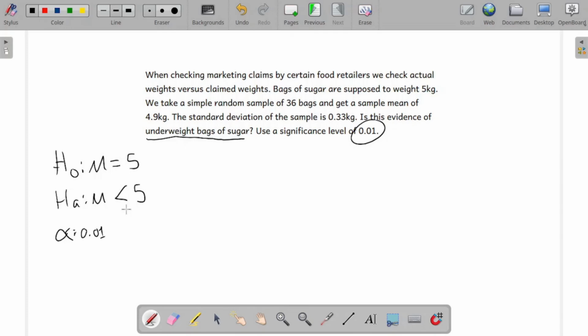Now, what are our values here? This is the claim, and that is mu. Our random sample is 36, so that is our n. The sample mean is 4.9, so that's y bar. And the sample standard deviation is s, 0.33. Those are all the pieces we need, so let's write this out.